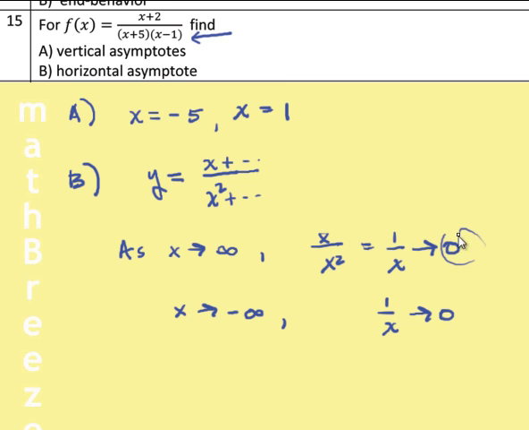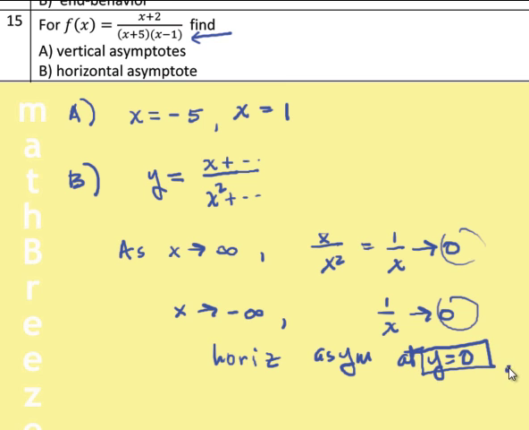So since this is a finite number, we do have a horizontal asymptote at y equals 0. And these are our vertical asymptotes.